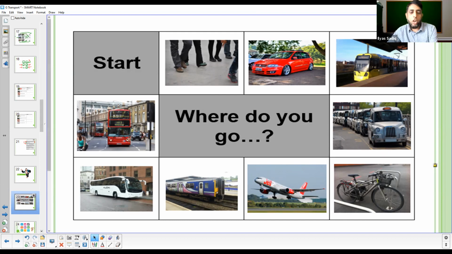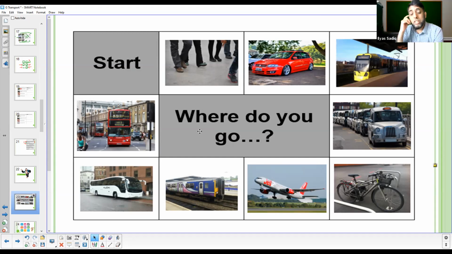So the question here is, where do you go on foot, or what do you say? Where do you go? What would you call it? By bus or by car. So for example, I would ask Summer, where do you go by car? I went to the supermarket by car.